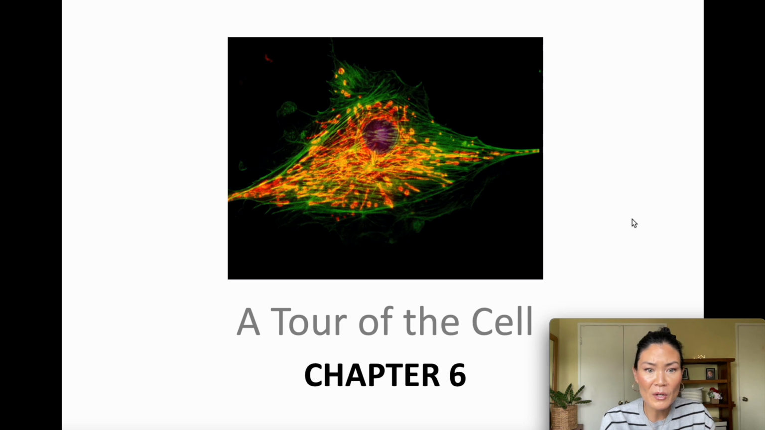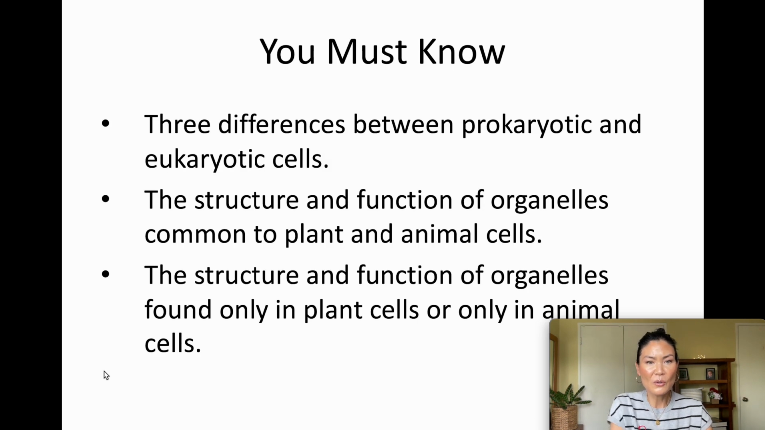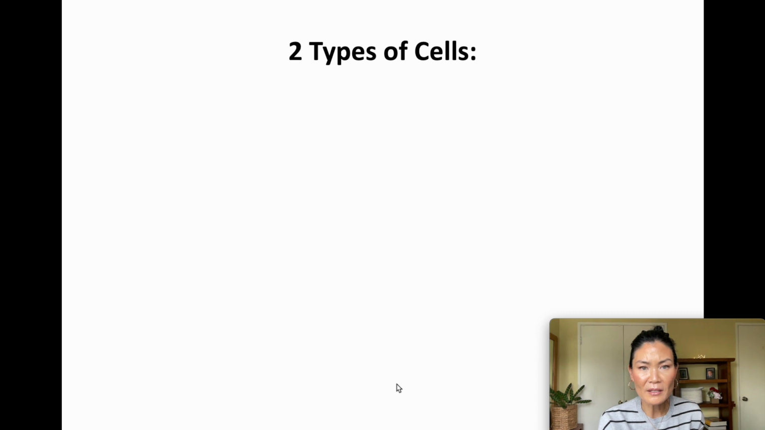But before we talk about what goes on inside of the cell, let's talk about the two main categories or the two types of cells. Oh, before that, we need to go over the objectives, okay? The objectives in this part of our unit. So for this unit, you must know the three differences between prokaryotic and eukaryotic cells, the structure and function of organelles common to plants and animal cells, the structure and function of organelles found only in plant cells or only in animal cells.